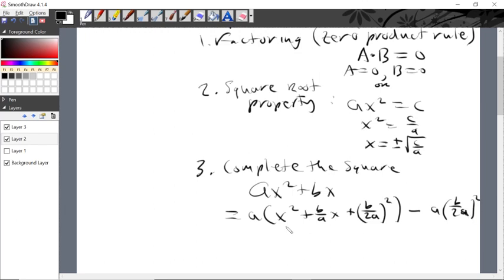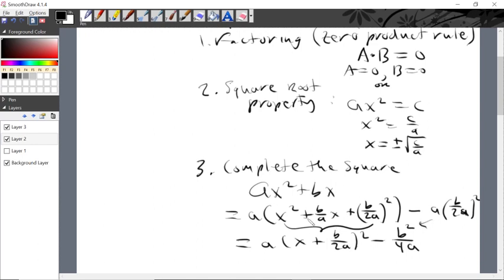By doing that, we actually get a perfect square factor here. So we're going to get a times x plus b over 2a quantity squared minus this right here, which is going to be b squared over 4a, for example.